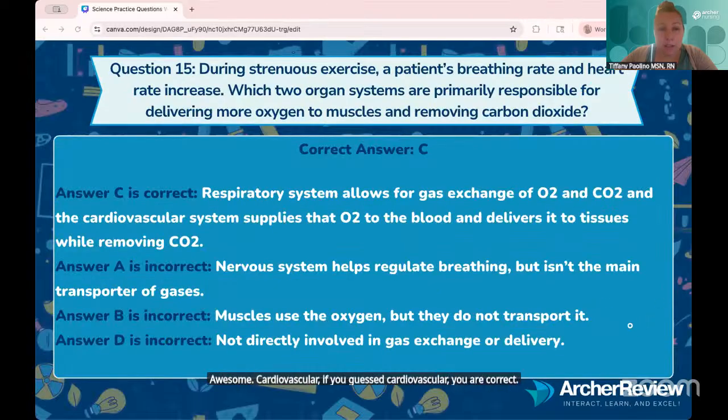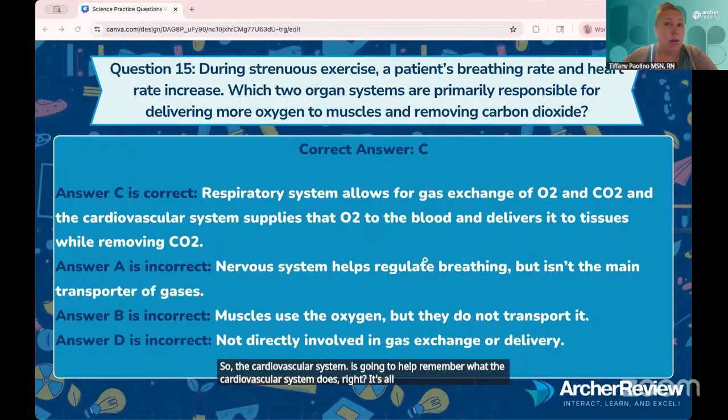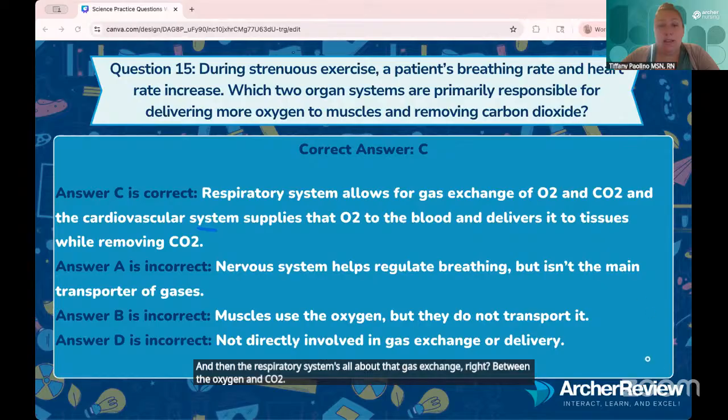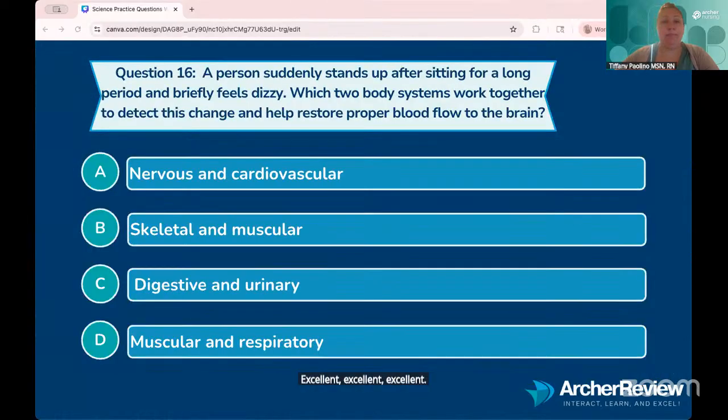So remember what the cardiovascular system does, right? It's all about the blood flow through the heart. And what happens is it picks up oxygen and then delivers it to the lungs. That's what ends up happening. And then it's also going to remove that CO2. And then the respiratory system is all about that gas exchange, right? Between the oxygen and CO2. Excellent, excellent, excellent. Okay, another one.